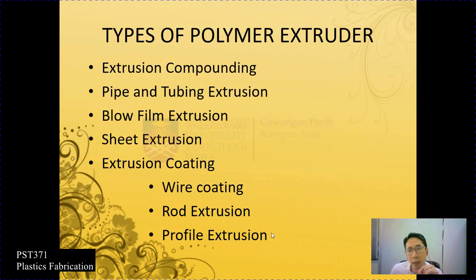Okay, types of polymer extruder. This one is very important. Very important. Saya repeat banyak kali. So, kita akan cover for this chapter extrusion compounding, pipe and tube extrusion, blow film extrusion, sheet extrusion, extrusion coating, wire coating, rod extrusion and profile extrusion.